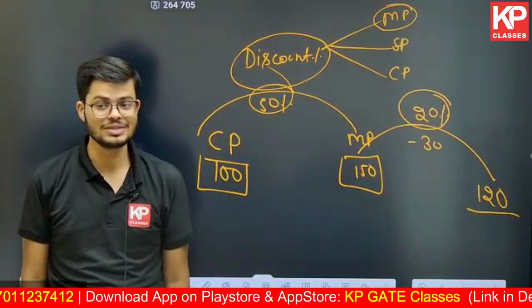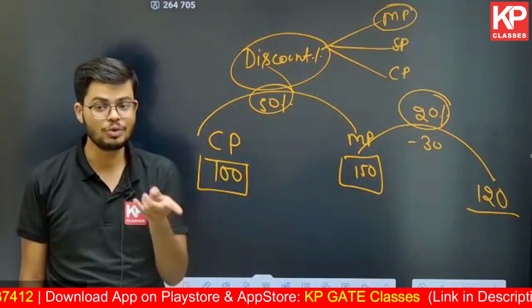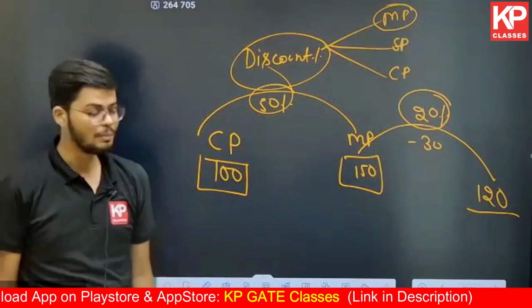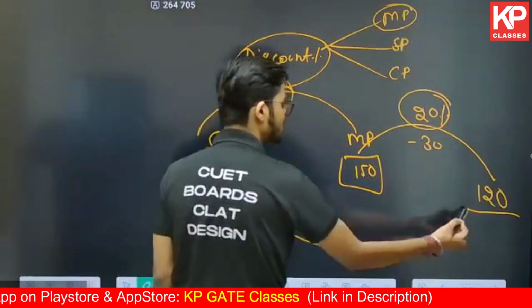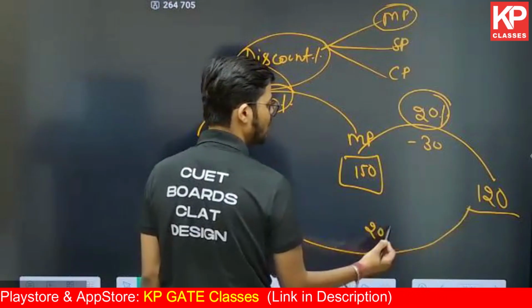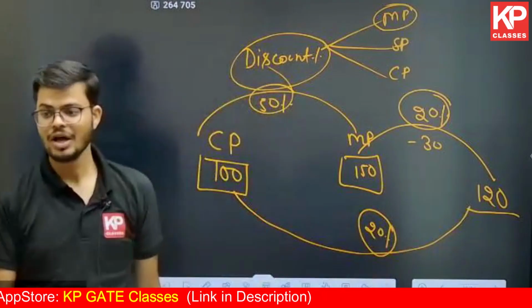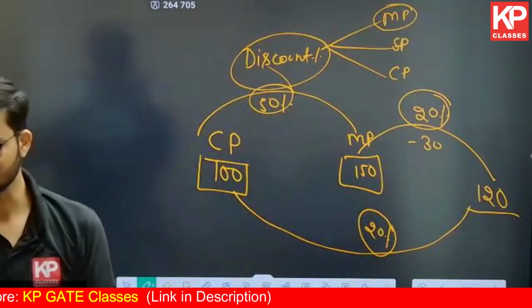What profit I have made in this case? I have bought the product at 100. I have finally sold it at 120. The profit that I'm making in this case is only and only 20%. These are the application of percentage. How do we deal with the percentage?